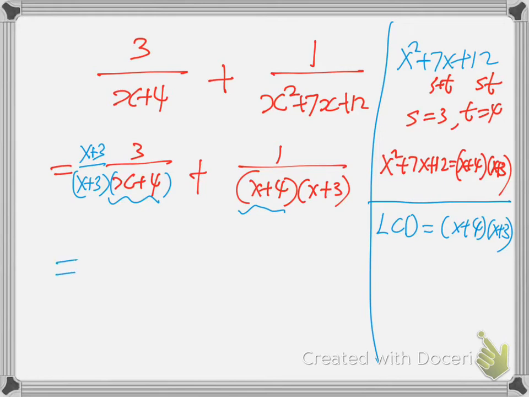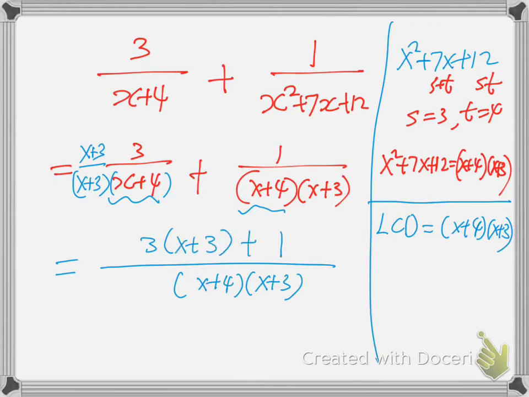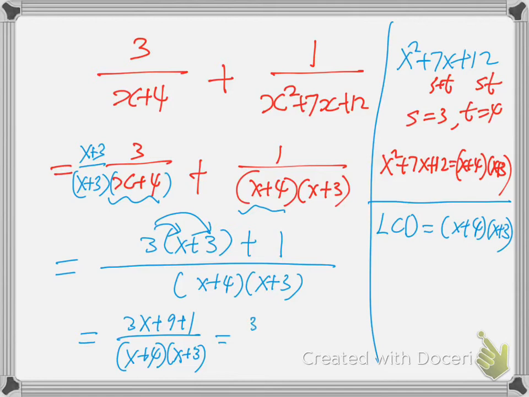So now let's write down the new addition. Keep this common denominator. The addition of the two numerators is 3 times x plus 3, plus 1. So this is 3x plus 9 plus 1, divided by x plus 4 times x plus 3. This is 3x plus 10 over x plus 4 times x plus 3.